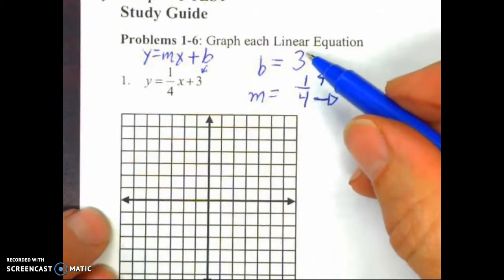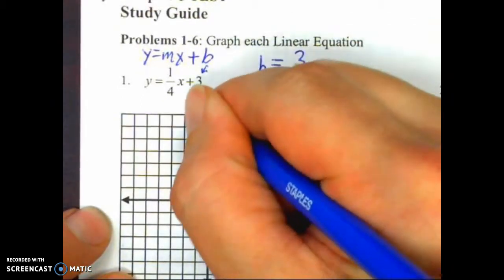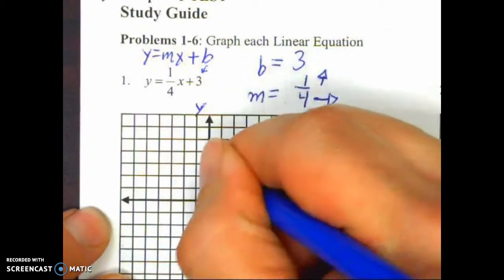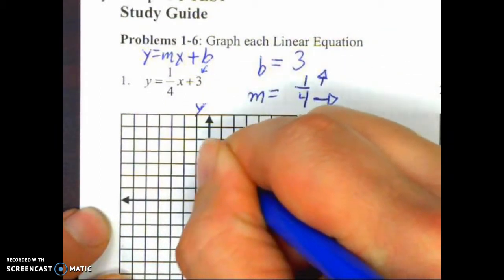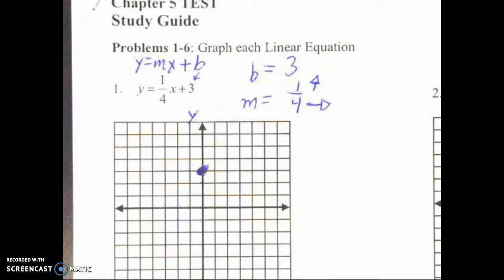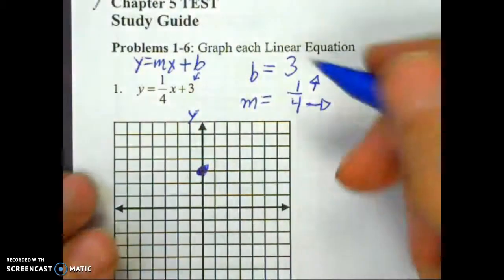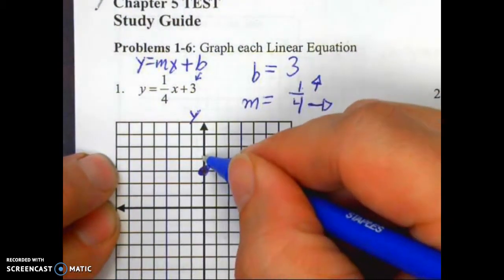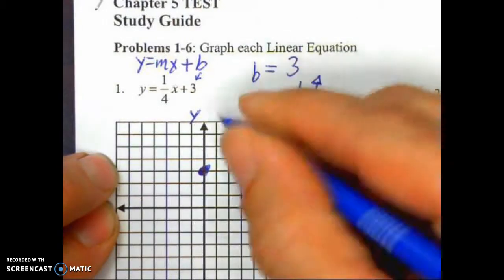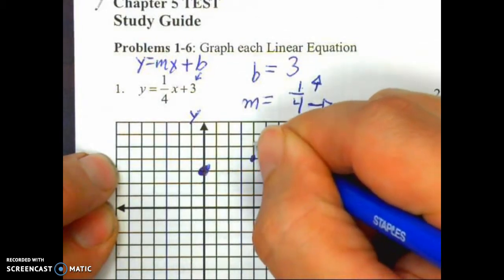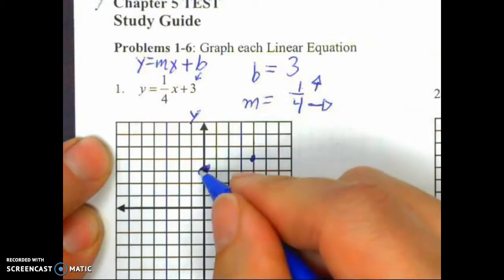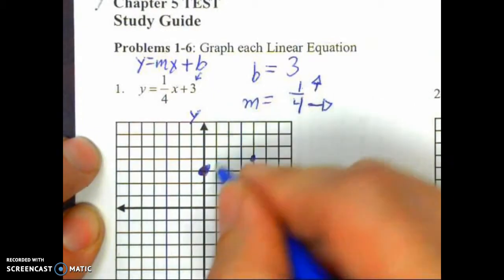So what does b mean? That's my y-intercept. So here's my y-axis, and I'm going to go to number 3. So 1, 2, 3. I'm going to put a dot right there. That is my y-intercept. That's why we use it. And then I'm going to use my slope. My slope says up 1, over 4. So 1, 2, 3, 4. Up 1. I'm running out of room.